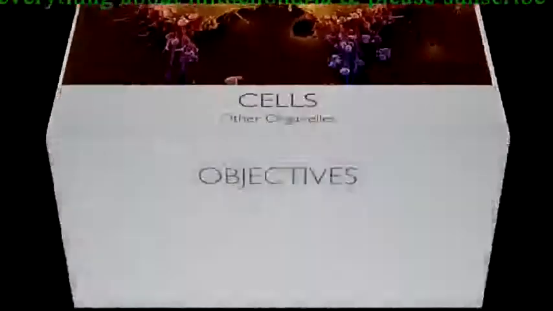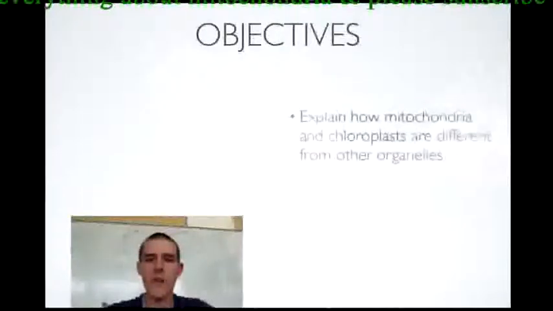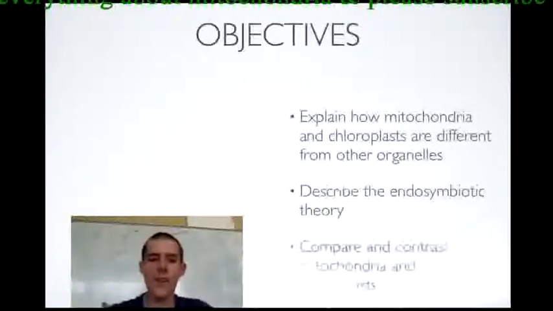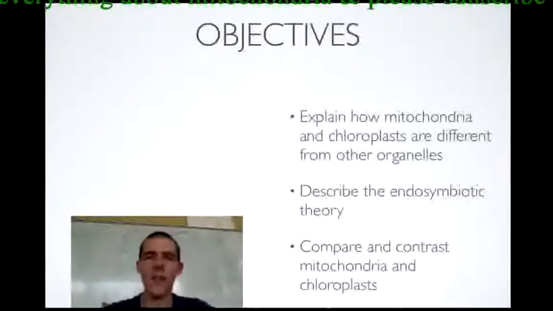So as always, a couple of objectives to start you out. They are explain how mitochondria and chloroplasts are different from other organelles, describe the endosymbiotic theory, and compare and contrast mitochondria and chloroplasts. So that's what we're going to talk about. Let's go ahead and get into it.